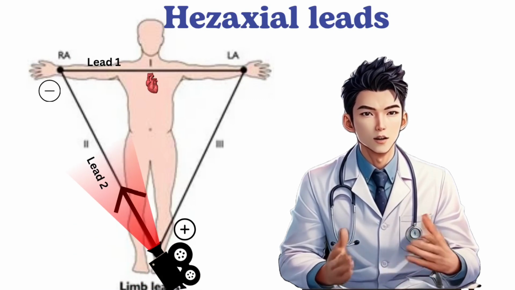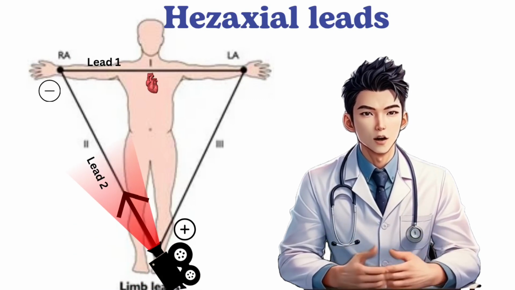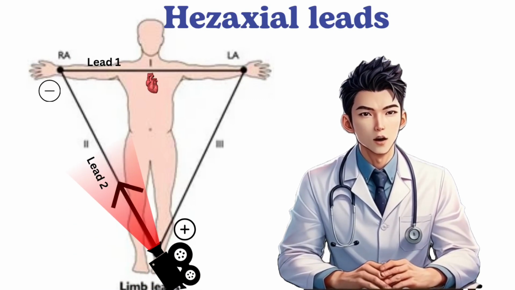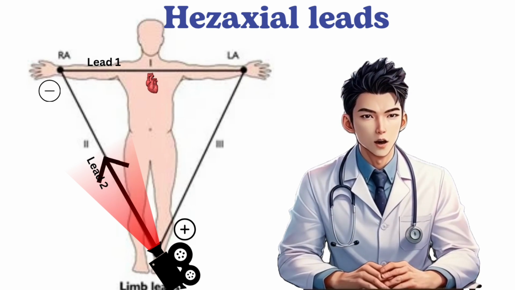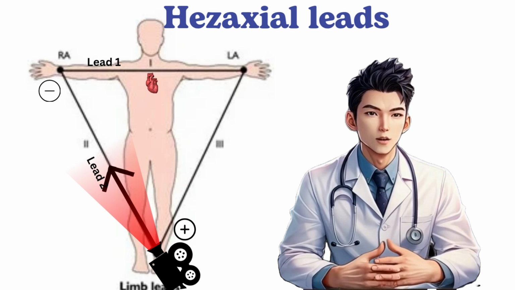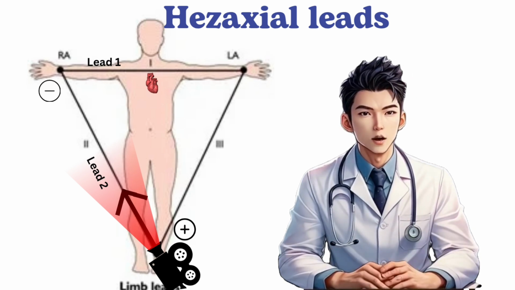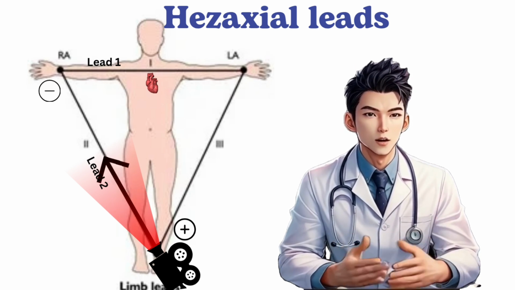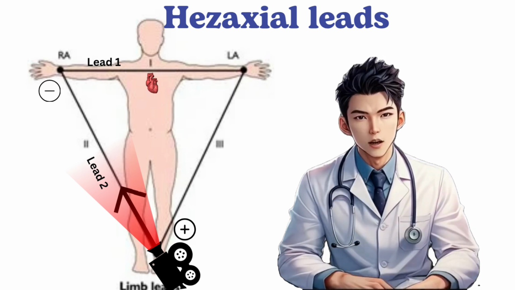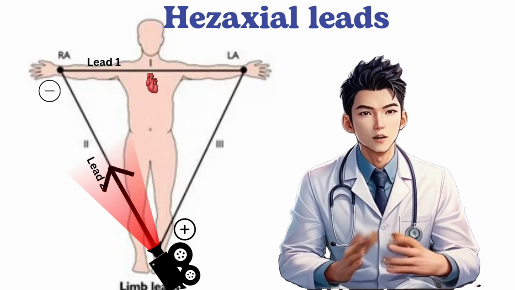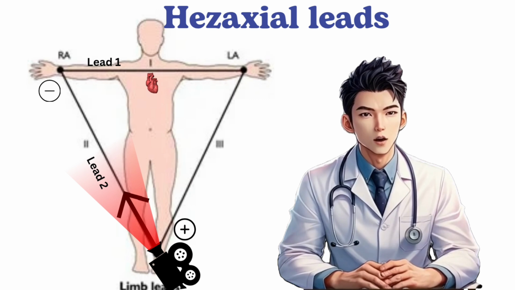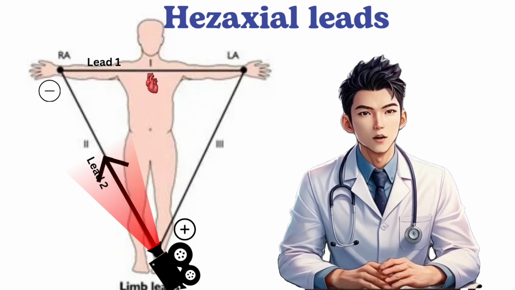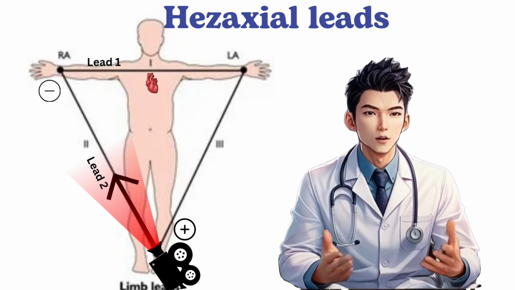Now the same applies for lead 2. In lead 2, we place the positive electrode on the left foot of the patient, and you place the negative electrode on the right arm of the patient, and this positive electrode is acting as a camera, and it is looking at the heart from the left foot towards the right side, so it is looking at the heart from beneath. So we are capturing another angle of the heart, another view of the heart.